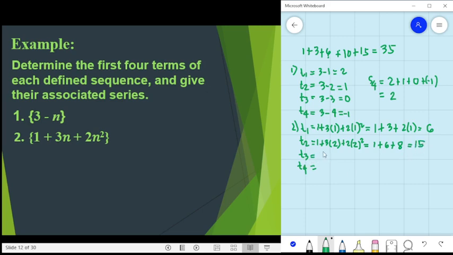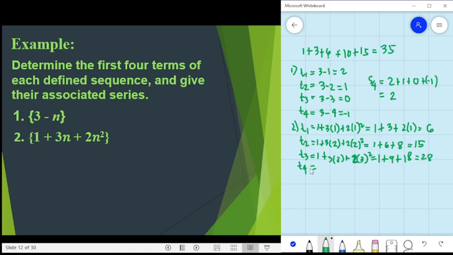For t sub 3, substituting the n with 3. So we have 1 plus 3 times 3 plus 2 times 3 squared. Sorry, it's 2 times 3 squared. This is equal to 1 plus 3 times 3 is 9, plus 9 times 2 is 18. So this will give us the sum of 1 plus 9 is 10, plus 18 is 28.